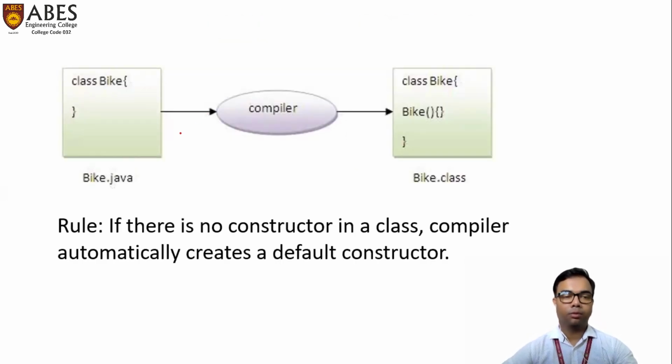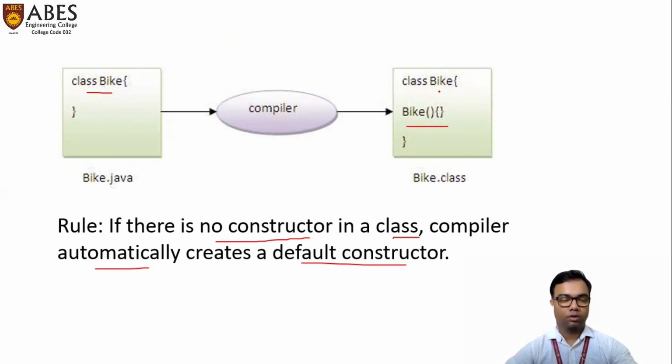Next, if you have not created a constructor, what will happen then? Suppose we have a class Bike and we don't create any constructor here. There is a rule: if there is no constructor in a class, the compiler automatically creates a default constructor, and this particular class will have this default constructor just to initialize the members of the class. So this is the rule when you don't declare any constructor inside the class. Let's see how we can create a constructor in Java.